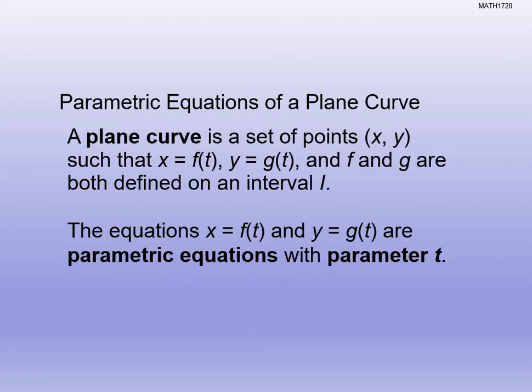We're graphing two functions at the same time to create a plane curve, I should say. So x is going to be a function of time, and y is going to be a different function of time, and we define them over the same interval. Okay, so when we start seeing these as parametric equations, we're going to see an x equals f of t, a y equals g of t, and our parameter in both of those.